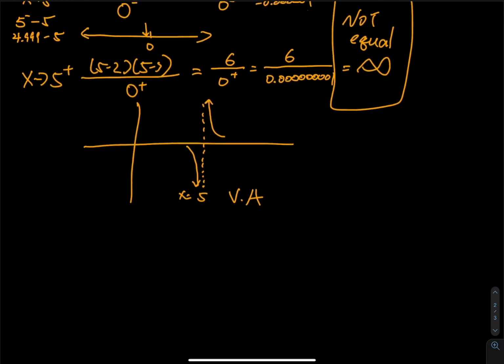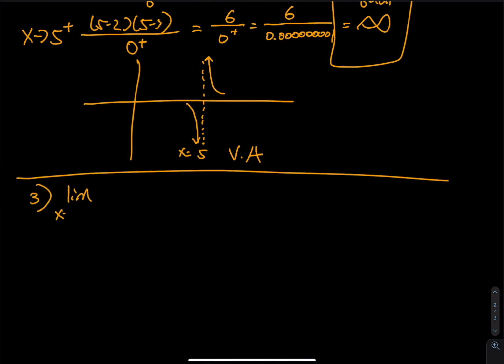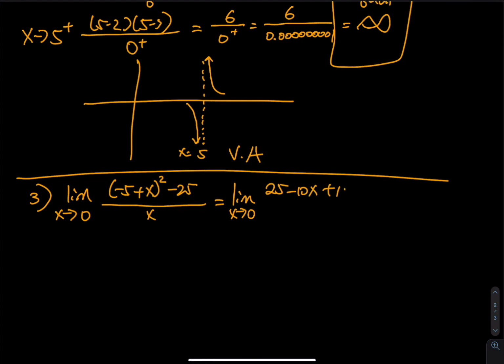Let's take a look at number 3. So number 3, we have to go down, but I will copy the problem for you. So in number 3, we have the limit as x approaches 0 of negative 5 plus x, squared, minus 25, divided by x. Looks like x is our enemy in the denominator. So the only thing I can do is fully open up the top. So that is 25 minus 10x plus x squared, and then minus 25, divided by x. So we have the 25 cancel. And then we have to factor out an x.